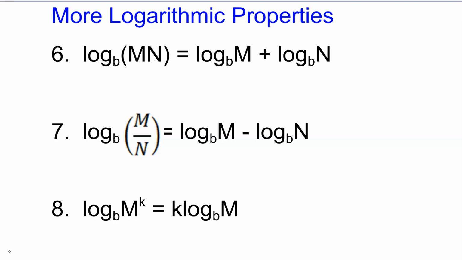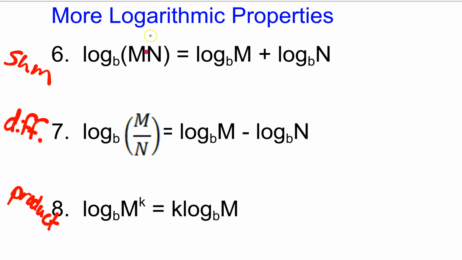I have 3 more here. This would be the sum, and then the difference, and then this is called the product. And if we just go over these, kind of like exponential, if you think of it as an inverse of exponential, very similar. If you're multiplying 2 things inside a log, you would convert it to adding them separately. If it's dividing, you would convert it to subtracting them separately.